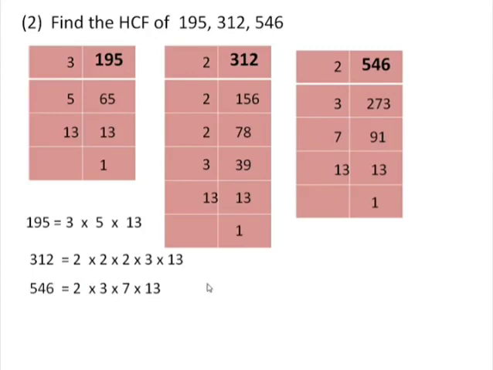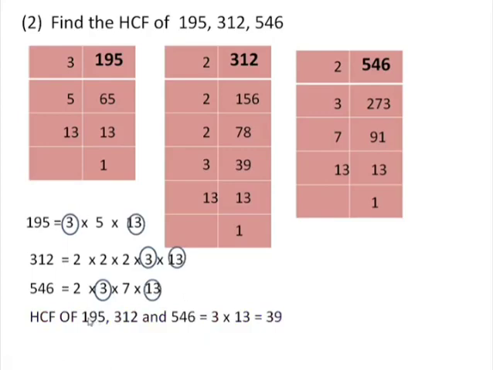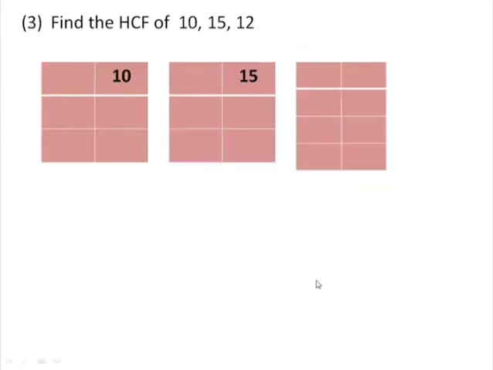Now circle common factors. Here 3 is common to all the three numbers. Also 13 is common to all the three numbers. So now we will write HCF of 195, 312 and 546. It is 3 multiplied by 13, that is 39. Now next example, find the HCF of 10, 15 and 12.